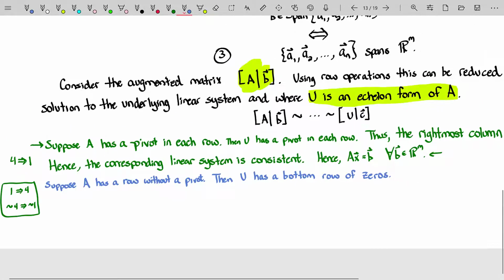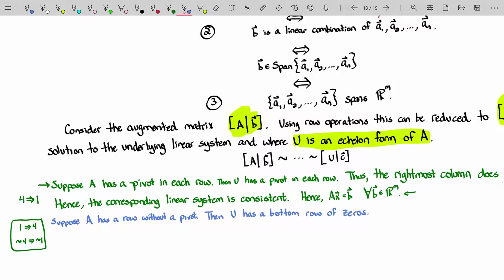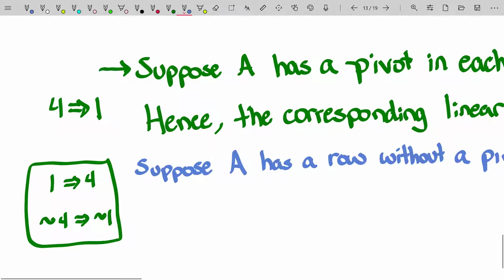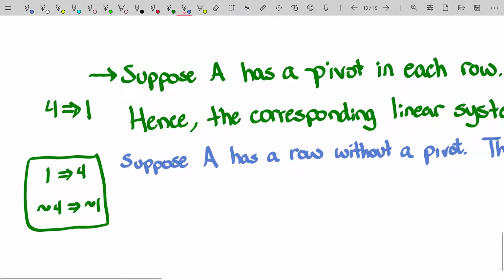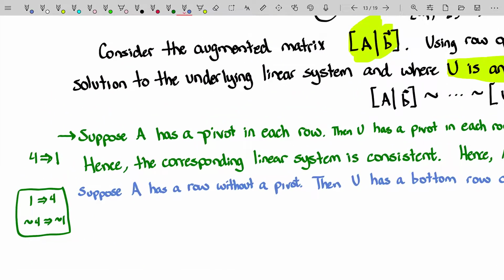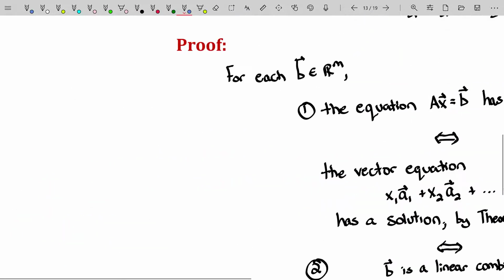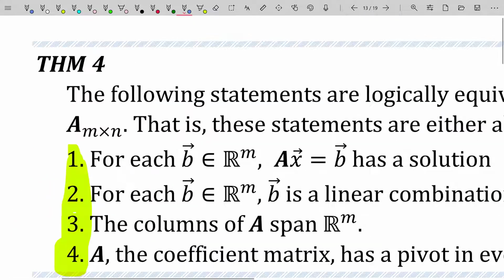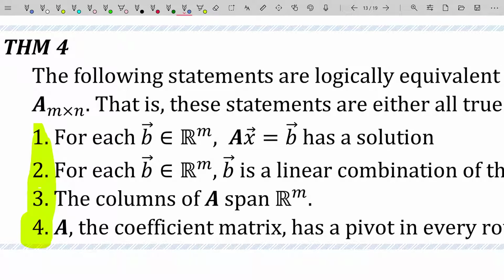Now remember what we're trying to do here. We're trying to prove that if 4 is not true, that is, A has a row without a pivot, then 1 is not true. And remember, let's take a look at 1 here. 1 is that for each B in Rm, Ax equals B has a solution. Now we want there to exist some vector in Rm where Ax equals that vector does not have a solution.